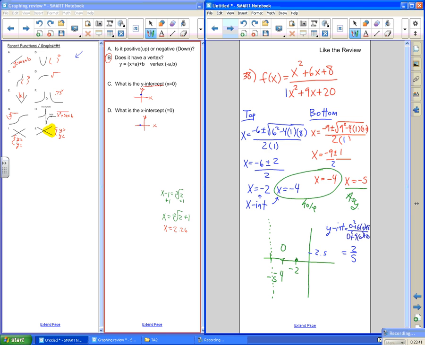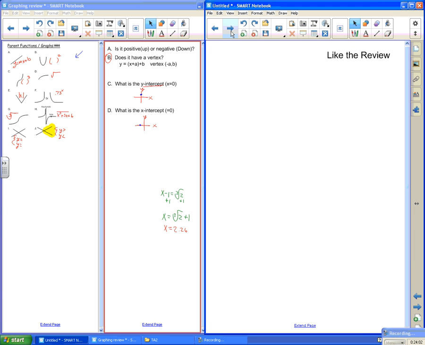So my graph is going to look something like this. And really, I'm going to know it based on my holes and my asymptotes and my intercept. It might not be like that. It might be flipped around, but we should be able to cross out the ones that it's not. Okay? So that one's definitely a little bit different. 39.